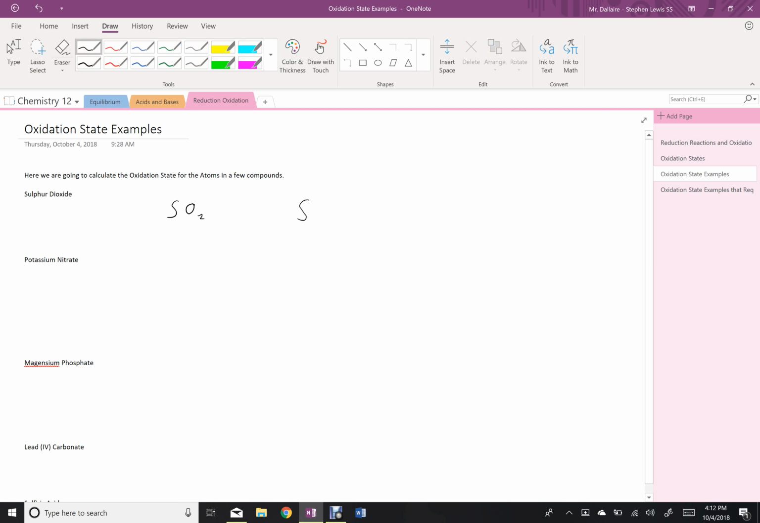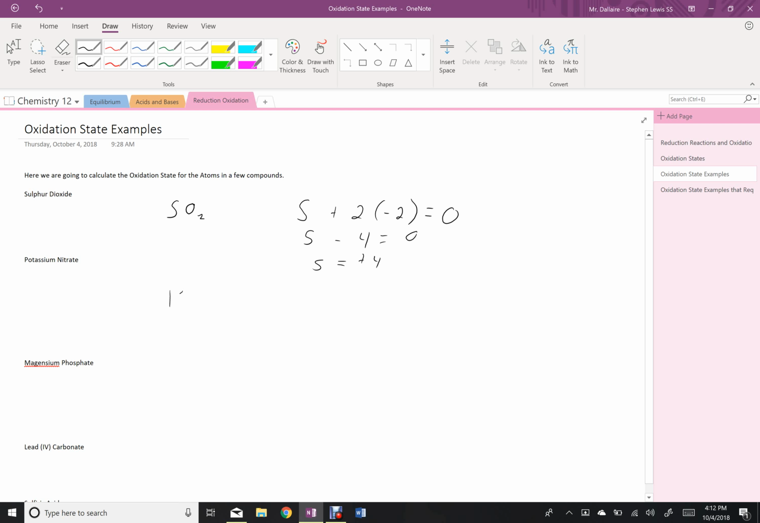So I have my sulfur plus two oxygens. They'll be 2 minus each. And this is a neutral compound, so it has to add to 0. So sulfur's oxidation state minus 4 equals 0. So in this case, sulfur would be plus 4.